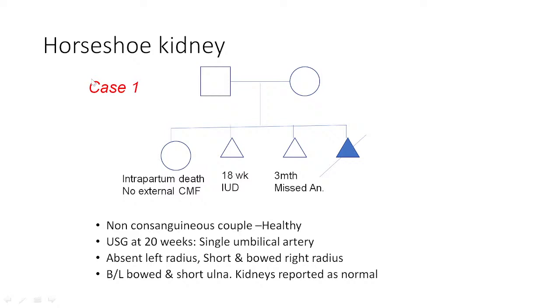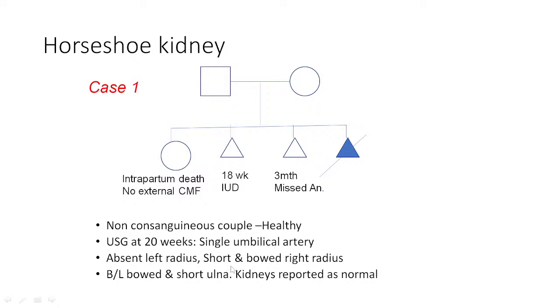So, what is horseshoe kidney? Once we come to the horseshoe kidney, this is a parent and the offspring. There are frequent intrauterine demises at 18 weeks, 3 months, missed abortion, like that, and intrapartum death. So, these scenarios are there for these three. The non-consanguineous couple is healthy. On ultrasound there is a single umbilical artery here, this is the proband.